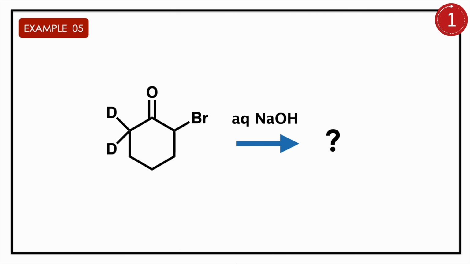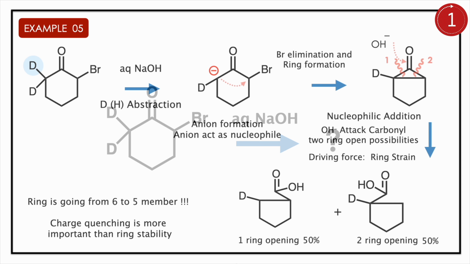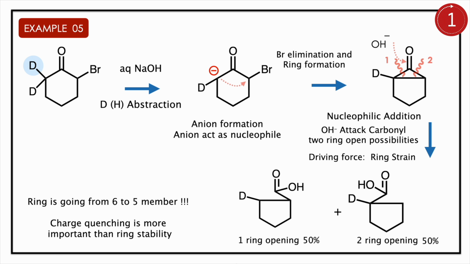Then the interesting example: a cyclohexanone ring, ketone in the ring system. One side you have bromine, the other side you have 2 deuterium. You are using the base aqueous NaOH. You should find what will be the final product. The question is all about proton abstraction and tracking by the deuterium. Deuterium acts as a tracker. So we will go by the basics. Expect the final product. First step is proton abstraction. Here it is deuterium, so deuterium abstraction.